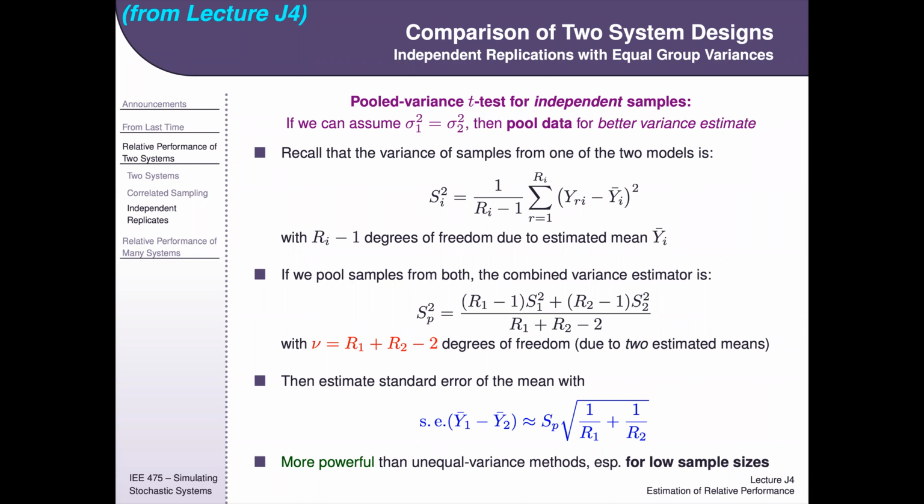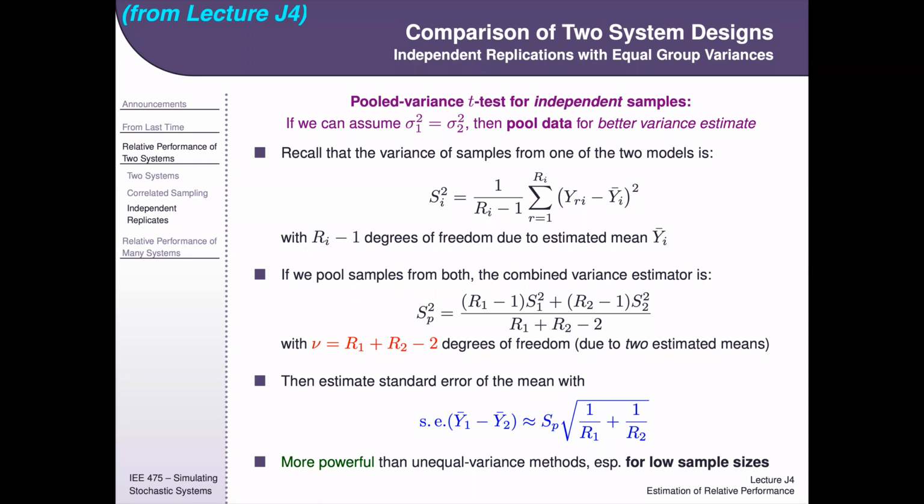So I've got two independent systems. I can assume they have equal variance in performance. This is how I calculate their standard error of the mean. This is how I calculate their degrees of freedom. I plug those in and I can calculate the exact same confidence interval just with these updates here, and then compare it to 0 in order to compare the two systems.